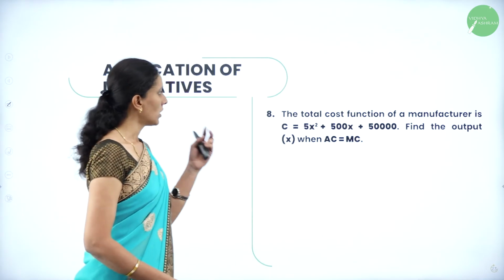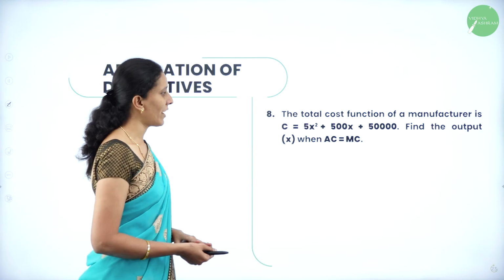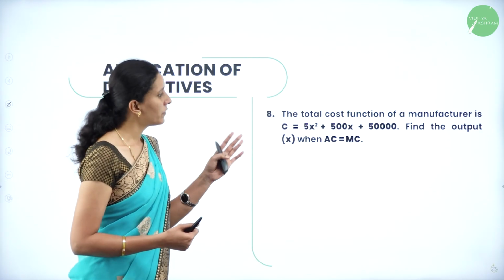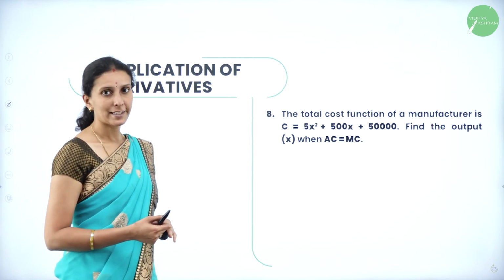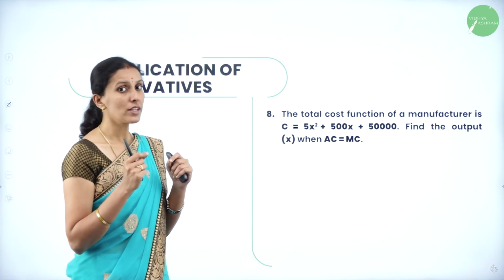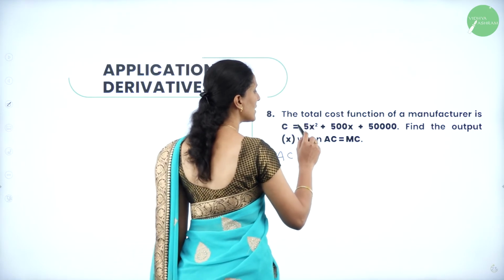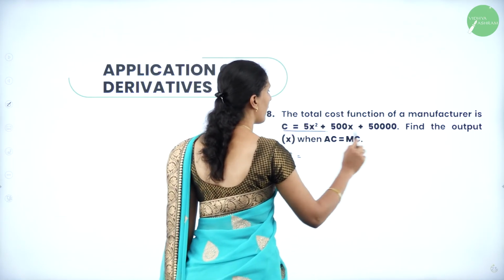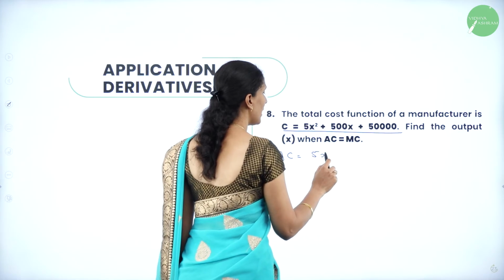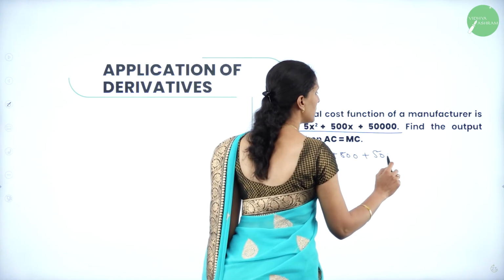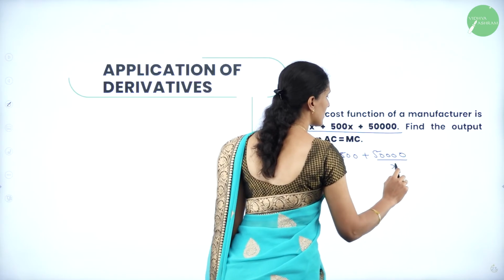Next question. The total cost function of a manufacturer is C is equal to 5x square plus 500x plus 50,000. Find the output when AC is equal to MC. Average cost, marginal cost. Let's see average cost. Average cost is this function divided by x. So it is 5x plus 500 plus 50,000 by x.